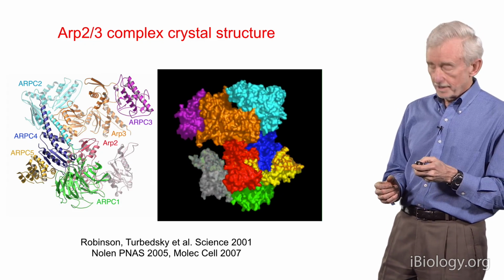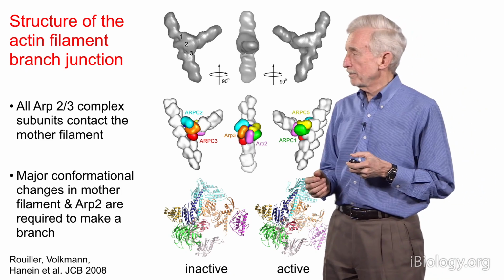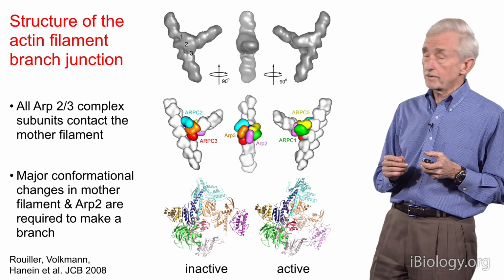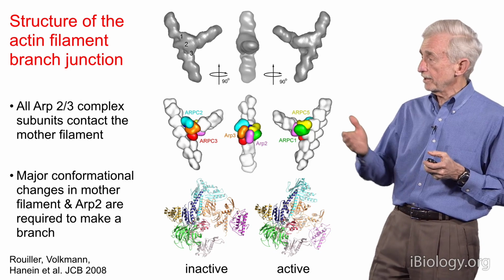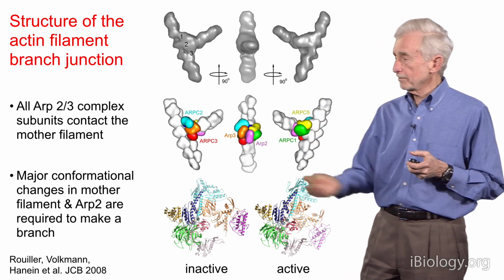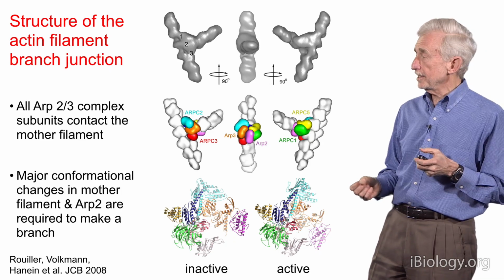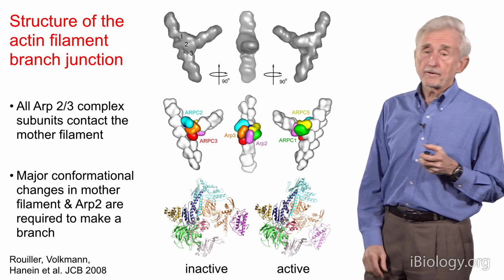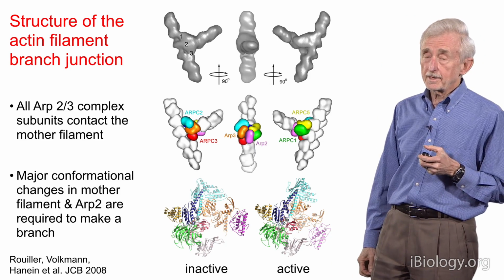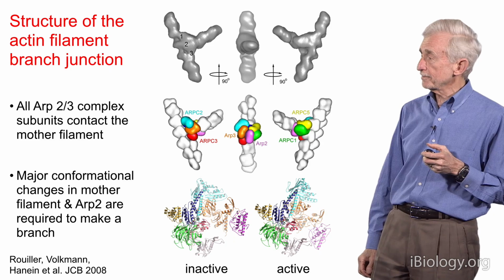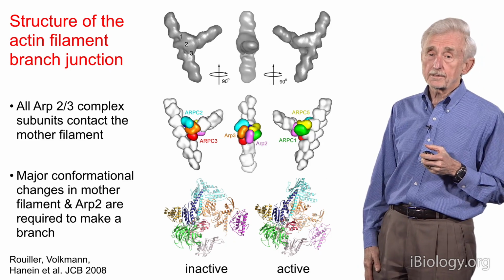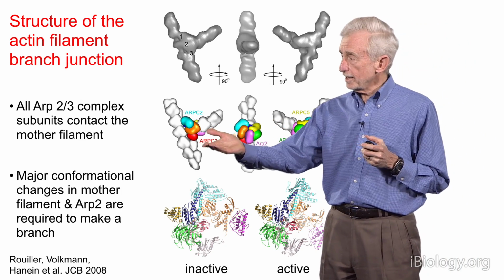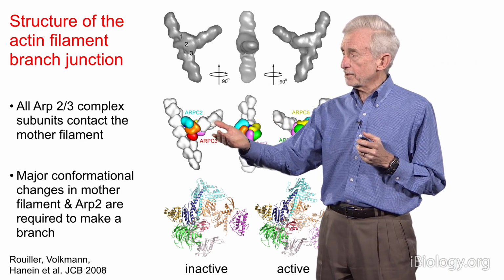So how do the various elements get together to make a branch? One important clue about this came from studying the structure of the branch junction by electron microscopy. This is a collaboration with the Hanein and Volkmann labs in San Diego. At the top, you can see their 3D reconstruction of a branch junction. This is from tomography of negatively stained specimens. And although the resolution is low, on the order of 25 angstroms, it's good enough to position accurately the ARP2/3 complex in the branch junction.